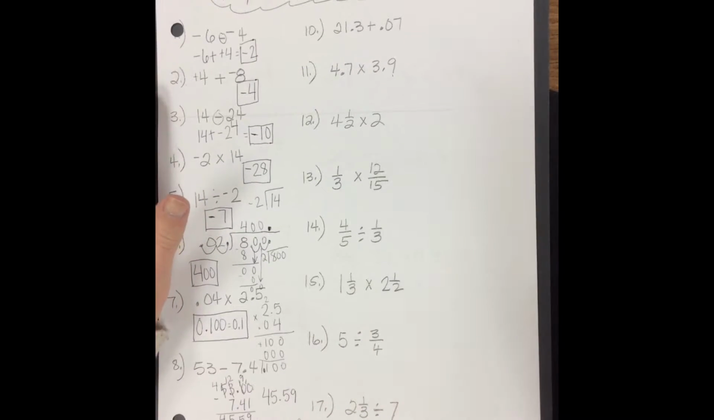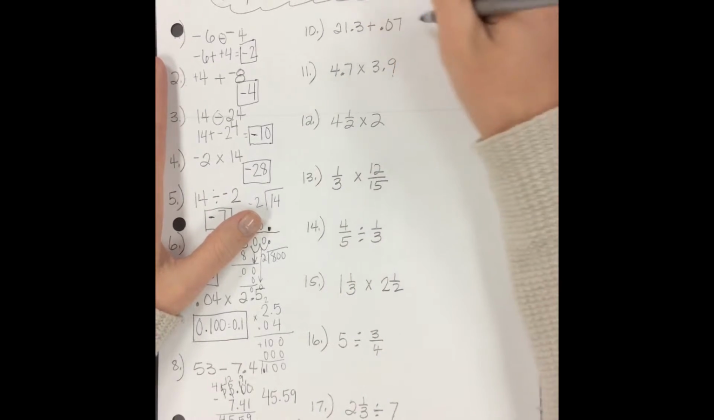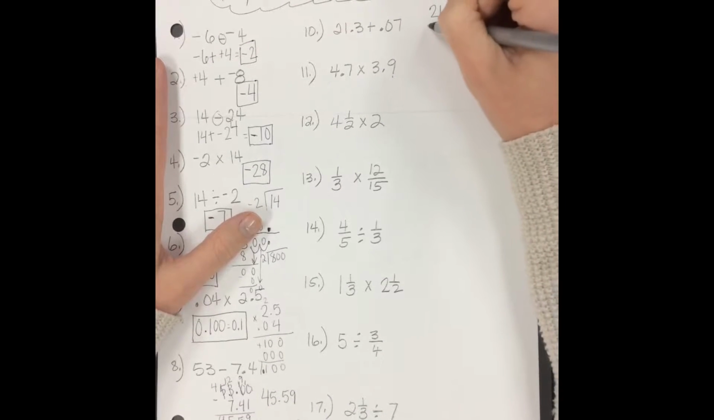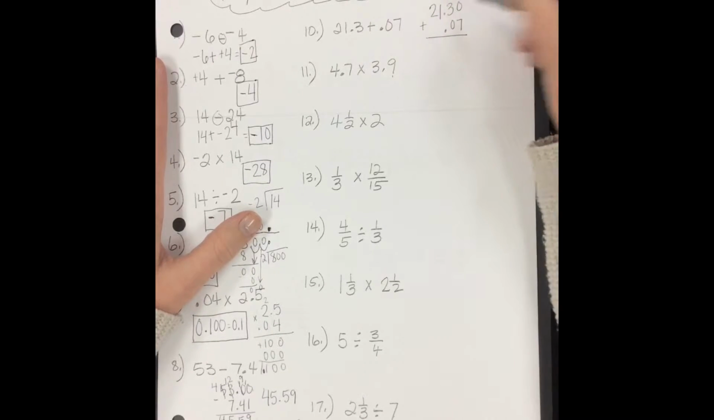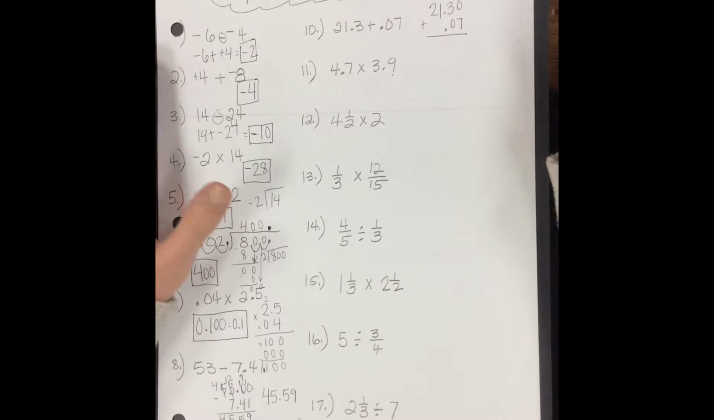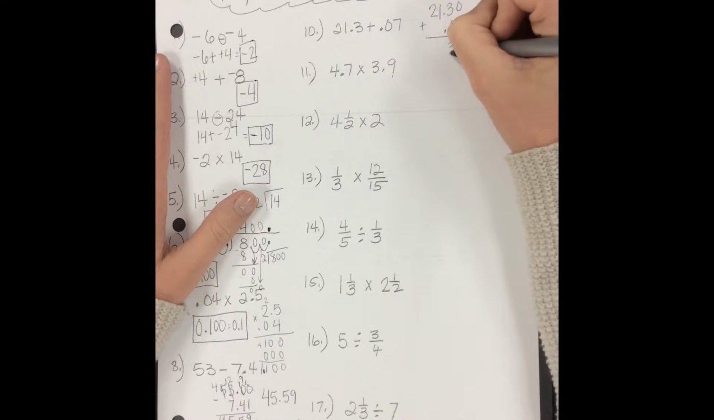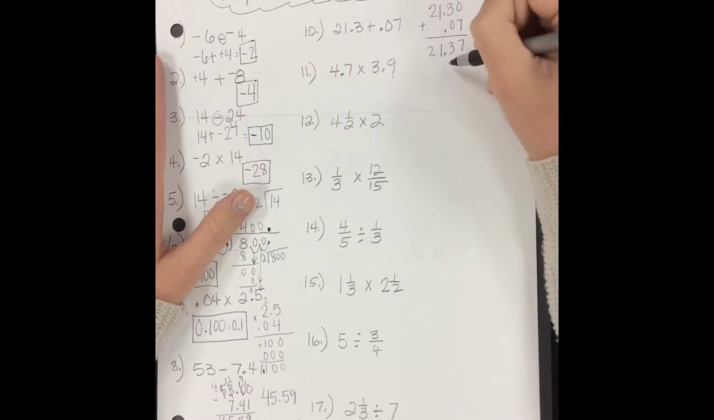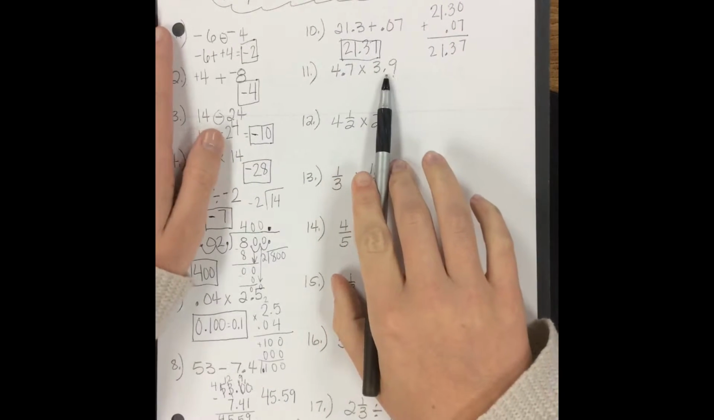All right, back up to the top here. 21.3 plus 0.07. Now I'm adding with decimals, so I have to still line up the decimals. And I'm adding 0.07, so I need to add a 0 up there. Now, I'm adding. So 7 plus 0 is 7. 3 plus 0, 3. 1 and 2. And just bring down your decimal. So 21.37.